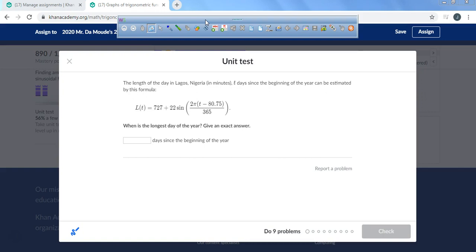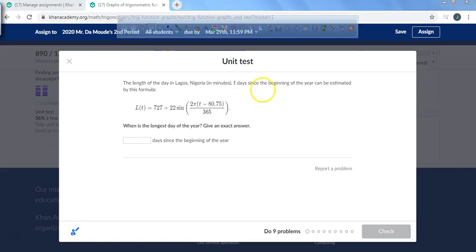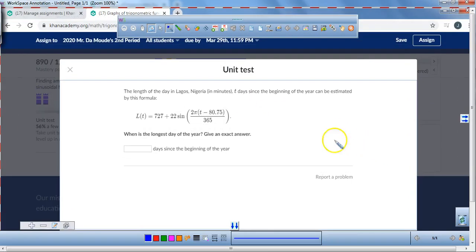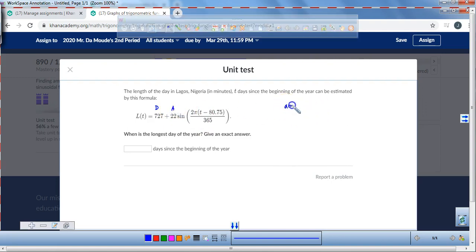So let's get rolling. Problem number one, we have a function right here, and I'm going to highlight different things about the function, and we're going to identify what those are. Okay, so let me go ahead and take a look at this. Now the way they have this written out, this actually is the D value. Alright, that's the midline. Alright, here's our A value. So I can identify different things. Those are pretty much the easiest things to identify.